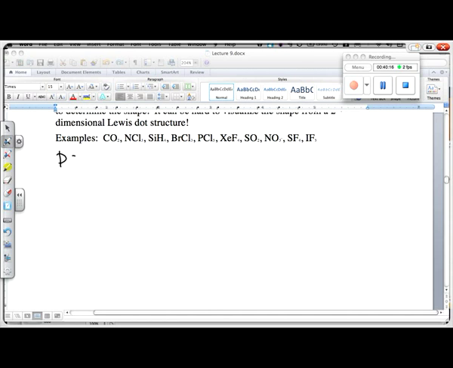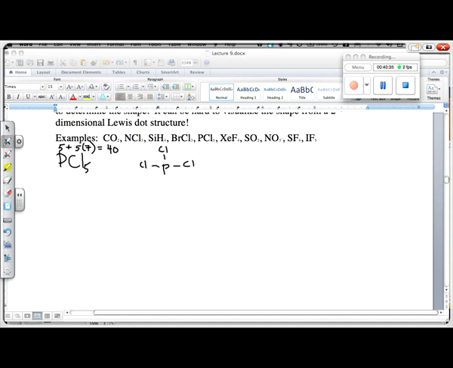Okay, Lewis dot: 5 for phosphorus, for group 5 on the periodic table, 5 times 7 for chlorine, so 40 electrons total. Phosphorus in the middle, connect to those chlorines.